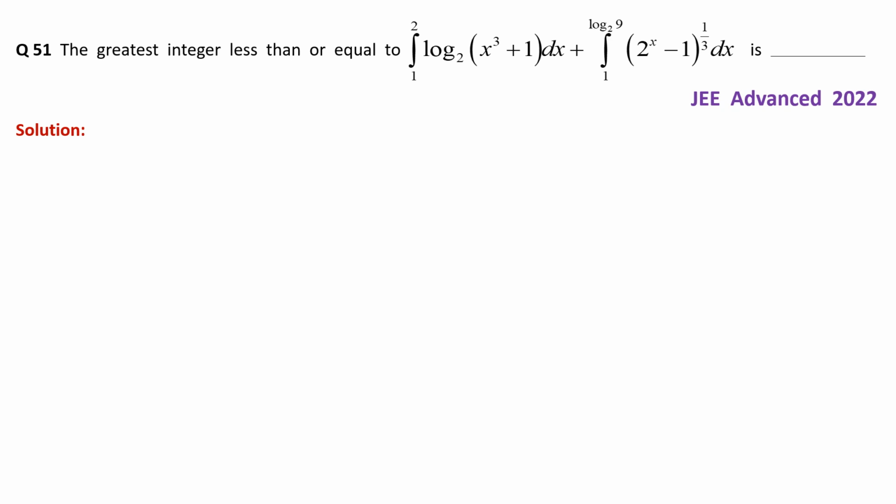Myself LS Nanda. Now in our previous year question series of JEE Main and JEE Advanced, this is today's question. It's a nice problem on the topic of definite integration. It says the greatest integer less than or equal to integral 1 to 2 log of x cube plus 1 to the base 2 dx plus integral 1 to log 9 base 2 of 2 to the power x minus 1 whole power 1 upon 3 dx is.